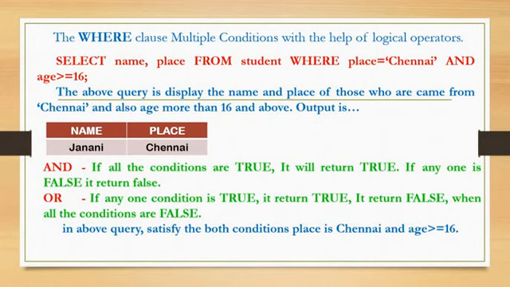The AND operator means if all the conditions are true, it will return true. If any one is false, it returns false. For example, if the place is not Chennai, it is false, so totally it will return false. Then the OR operator means if any one condition is true, it will return true. It returns false only when all the conditions are false. In the above query, both conditions are satisfied: place is Chennai and the age is greater than or equal to 16.